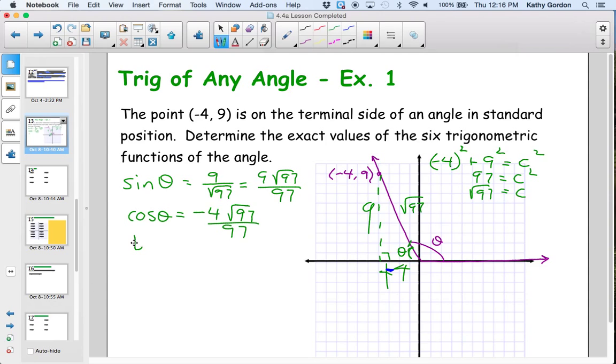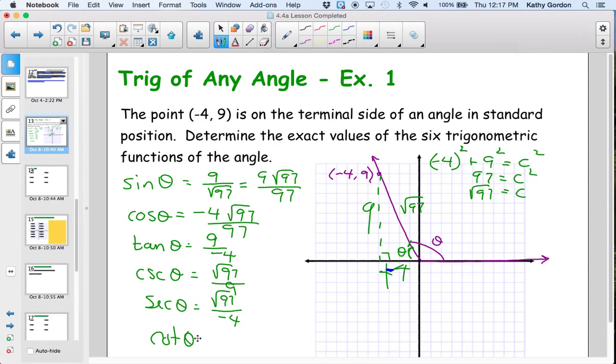How about tangent? 9 over negative 4. Cosecant: 97 over 9. Secant: 97, negative. And cotangent. Wait, so we are taking the negative? Yep. We're keeping the negative in there.